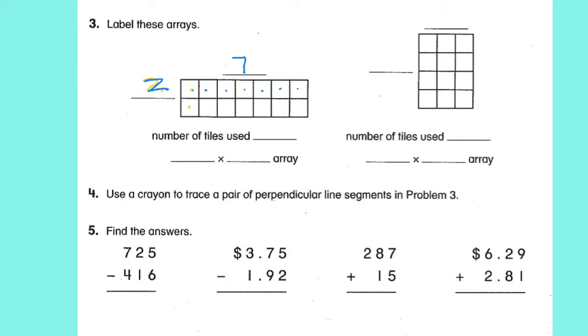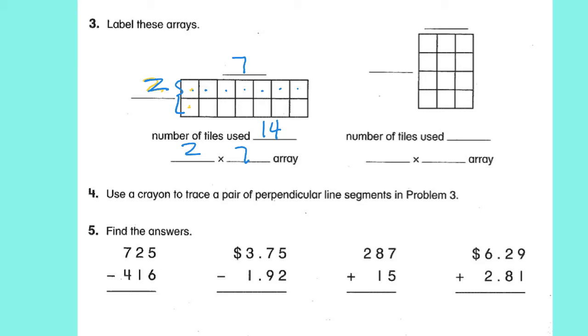So the number of tiles used, and then our array. We need to always write this number first, because an array is a row, okay? So always go with the number of rows first. So this is a 2 by 7 array, and we know 2 times 7 equals what number? Get ready? 14.